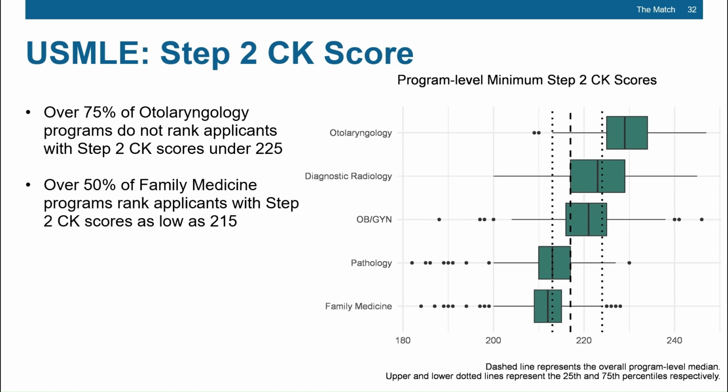Meanwhile, over 50% of family medicine programs rank applicants with Step 2 CK scores as low as 215, with several outlier programs that have particularly low Step 2 CK scores, as well as a few outlier programs with particularly high minimum Step 2 CK scores compared to other family medicine programs.